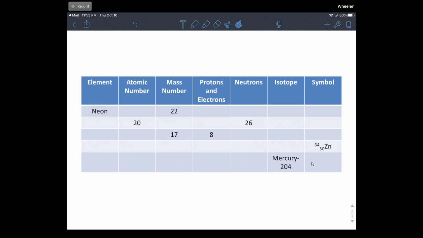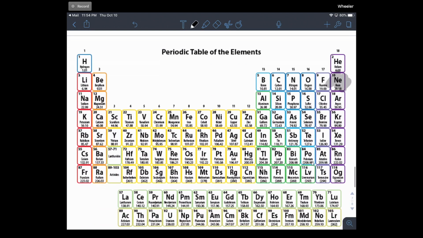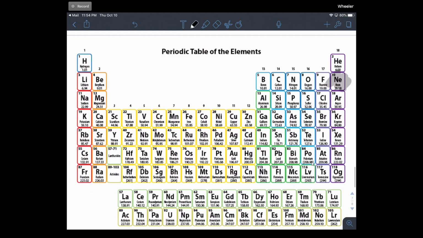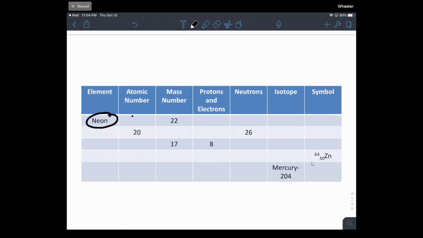So looking at this first row, I have the element neon. And so the first thing I could do is look at a periodic table and determine the atomic number for neon. Neon can be found in the noble gases right here. I'll highlight it once more. So there's neon, atomic number 10. And so I could write atomic number 10 for neon.